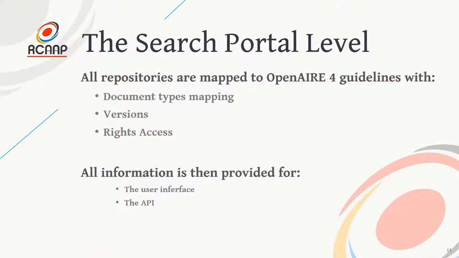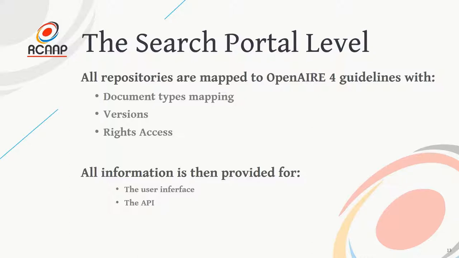Additionally, from the repository, we also continue to manage this information later. So by now, for example, if a repository is not yet compliant with the guidelines, we already manage all the information at the portal level based on the OpenAIRE 4 guidelines. So it means that every document type we map to the new guidelines, the versions also, the rights access also. So the information that we expose at the portal level is already based on OpenAIRE 4 guidelines.